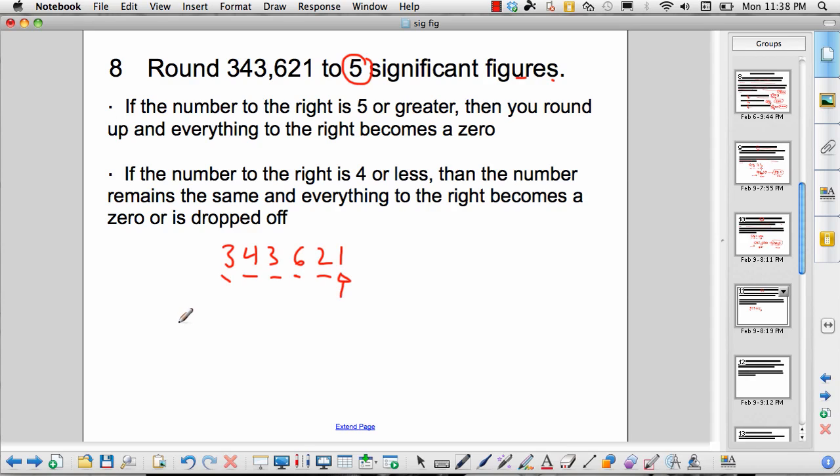The number to the right of the 5th digit is a 1. That means that it's 4 or less. That means that my number is going to remain the same. The 5th digit is going to remain the same, and everything else is going to become a 0. Pretty simple.